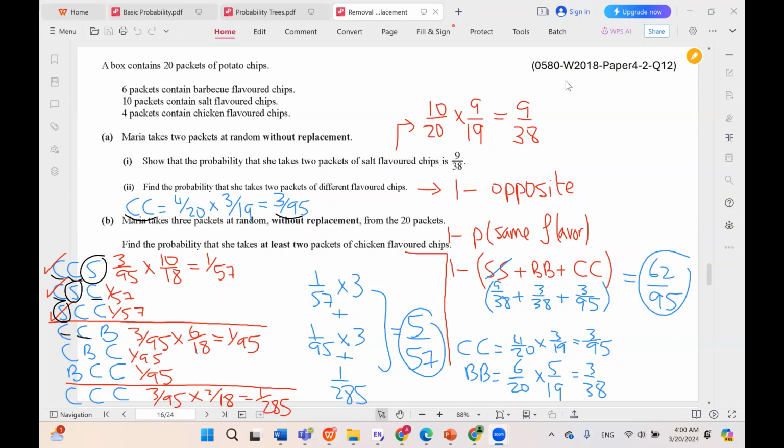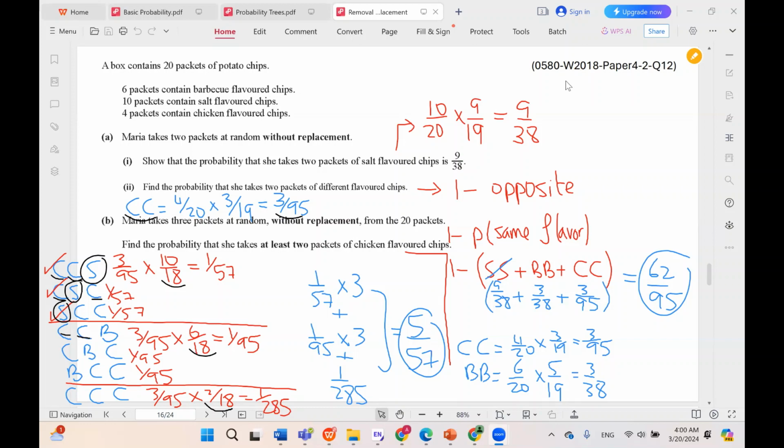As long as you understand that there were 20 packets, so the remaining has to be 18 packets in total. And for salt, you have 10 salt chips, so it could be 10/18. This is 10/18 here. For barbecue, it's 6/18. And for chicken, it's 2/18, because you already withdrew 2 of the available 4 packets. This is the main logic of the answer.